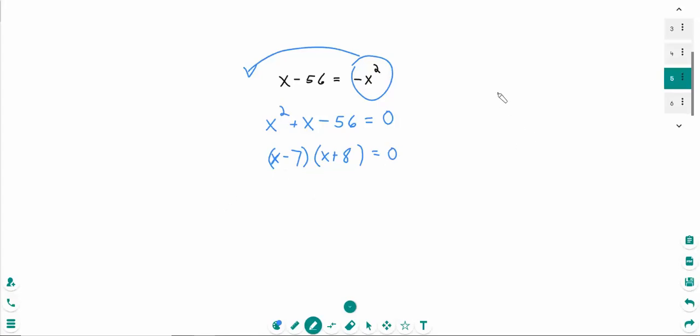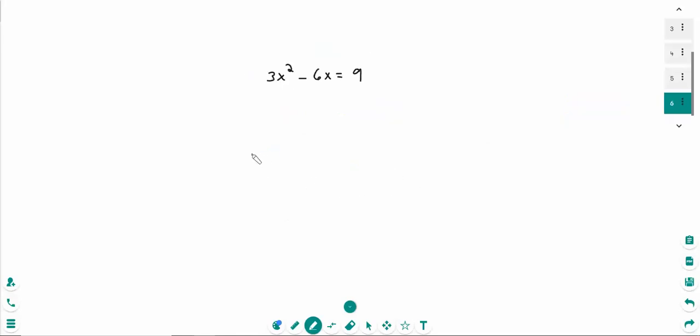And now it's just as simple as looking at these two factors, and setting them up so that each of them is equal to 0. So we have x minus 7 is equal to 0, and we have x plus 8 is equal to 0. And this means that x has to be 7 or x has to be a negative 8, right? So those are our two solutions. Okay, there we go. Let's try another one. Try this one.